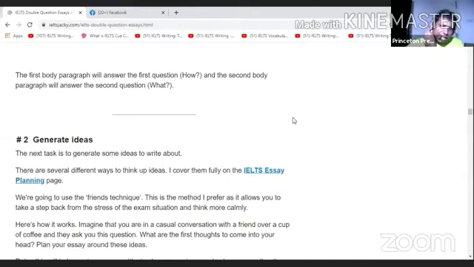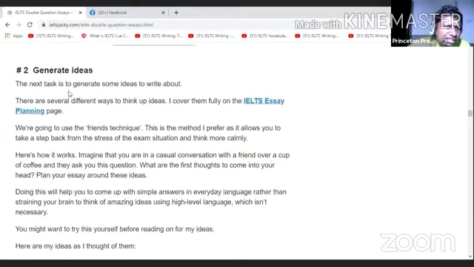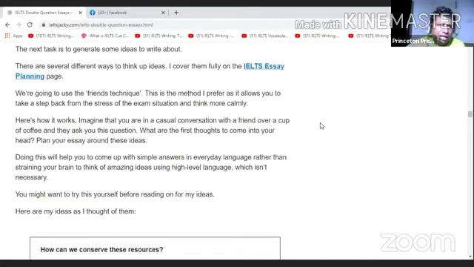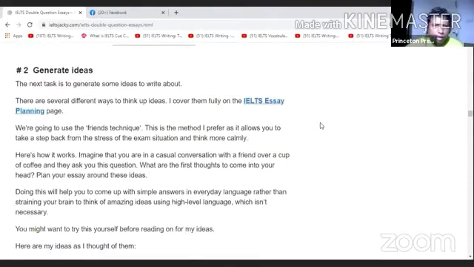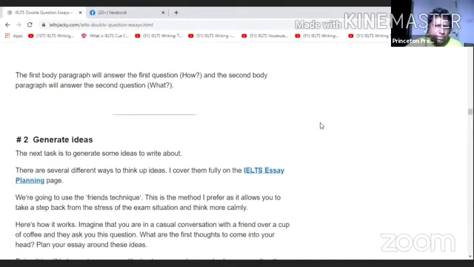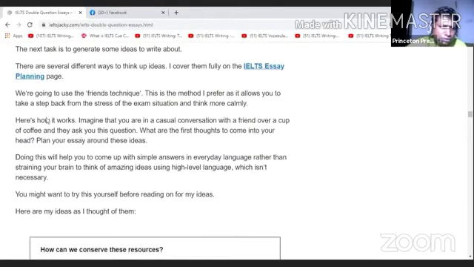Now let's generate ideas. The next task is to generate some ideas to write about. There are several different ways to think of ideas. I covered them fully in another video on the essay, and I will send the link of this website so you can check those out. The other part: we are going to use the friends technique.